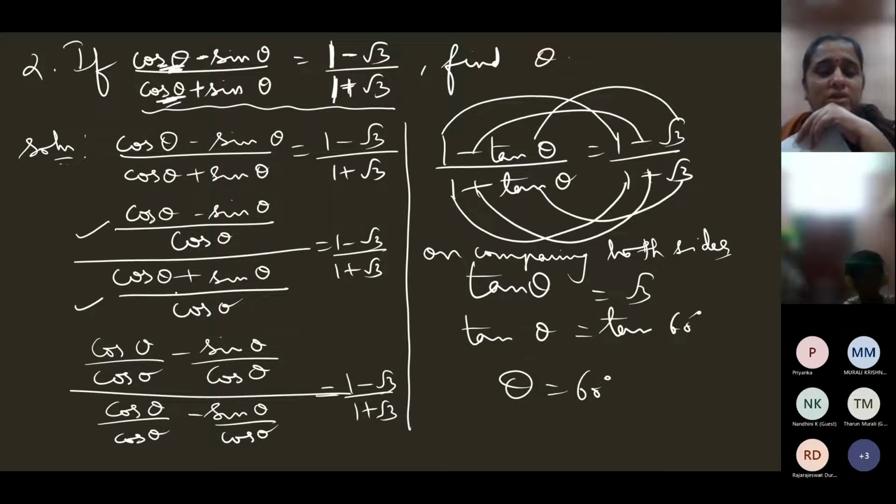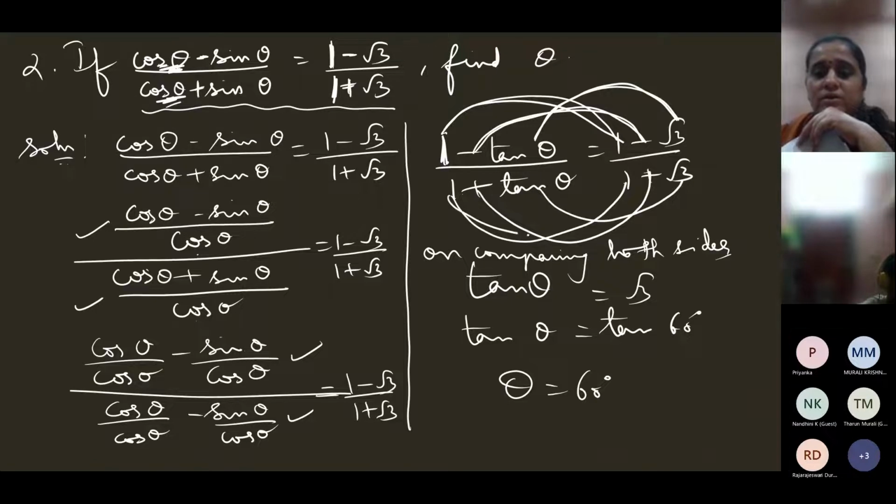When you divide the numerator and denominator by cos theta, you get cos theta by cos theta minus sin theta by cos theta, over cos theta by cos theta plus sin theta by cos theta. Now cos theta by cos theta is 1. Sin theta by cos theta is tan theta. Now see, you can compare both the sides. 1 minus tan theta is 1 minus root 3. 1 plus tan theta is 1 plus root 3.